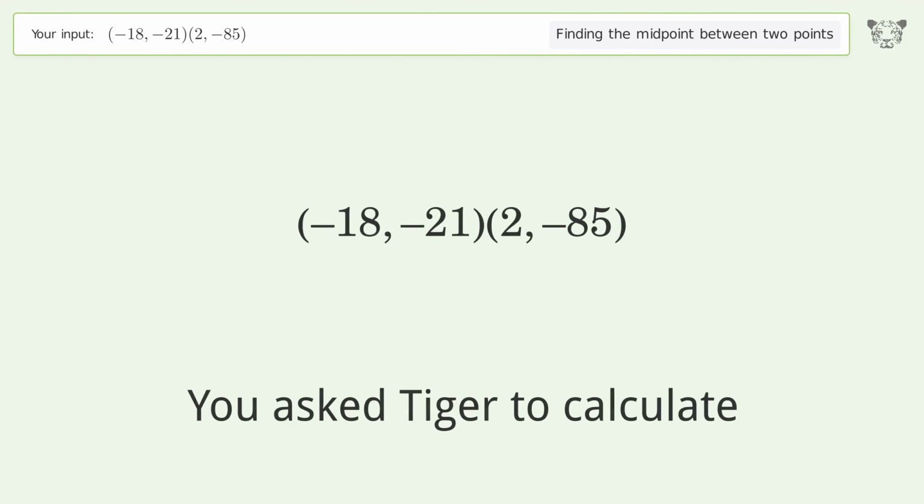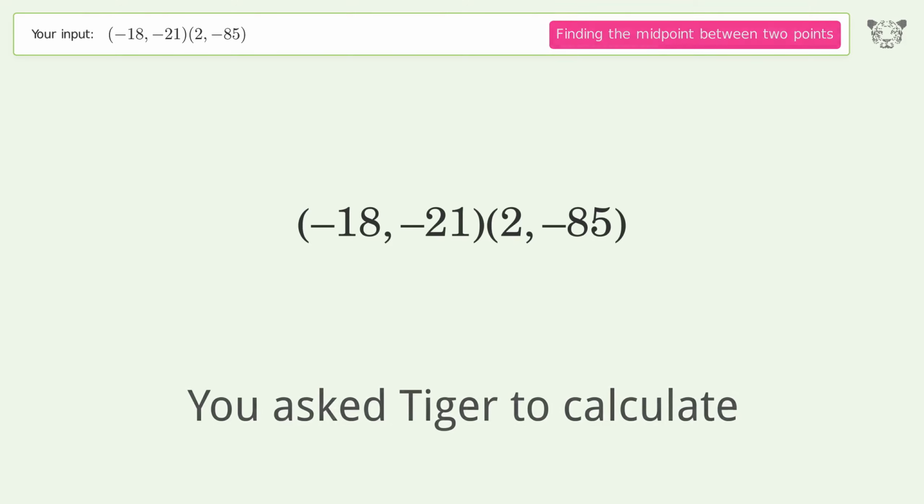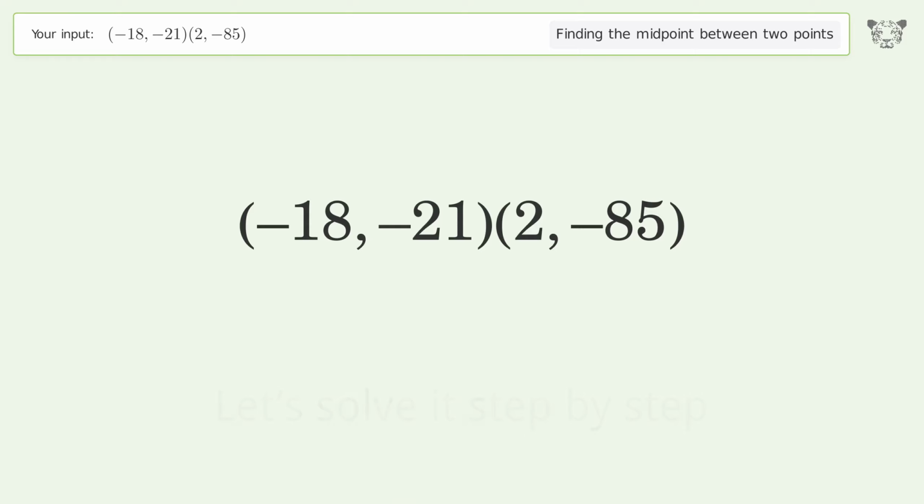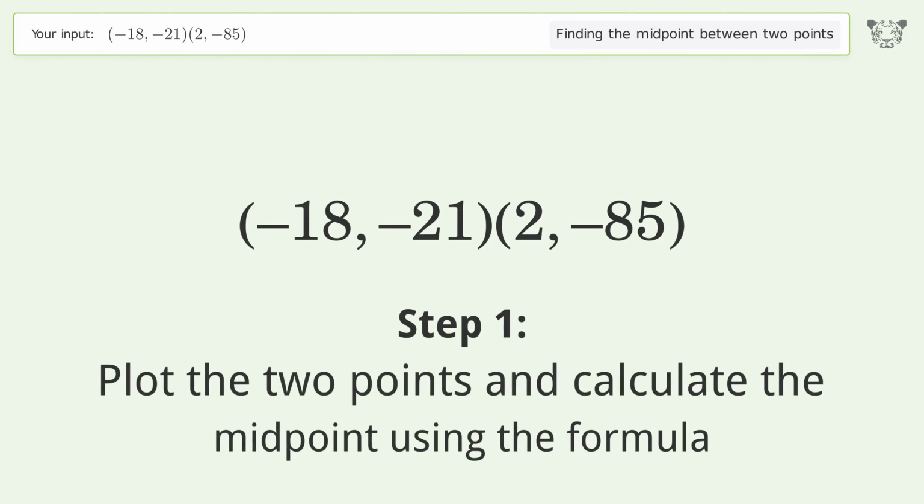You ask Tiger to calculate. This deals with finding the midpoint between 2 points. The midpoint between the 2 points is -8, -53. Let's solve it step by step. Plot the 2 points and calculate the midpoint using the formula.